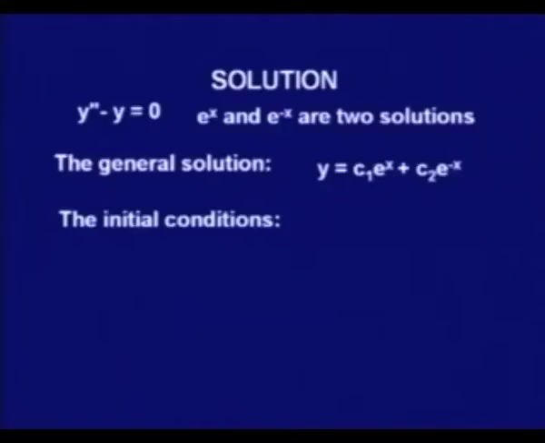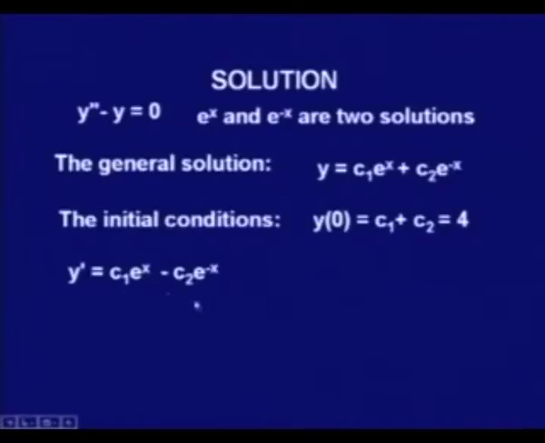Now, we will use the initial conditions. At x equal to 0, what will we get? It would be c1 plus c2, and the condition given is that y(0) is 4. So, we have got the first equation: c1 plus c2 is equal to 4. The second was the derivative at 0. What is the derivative of this? c1 e to the power x minus c2 e to the power minus x. Now, if I put x equal to 0, I would get c1 minus c2, which is given as minus 2.